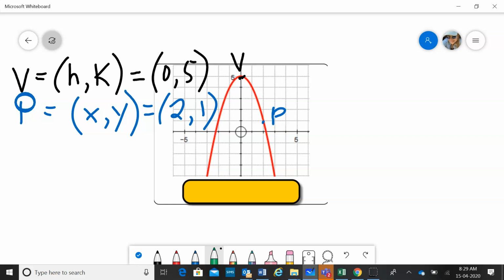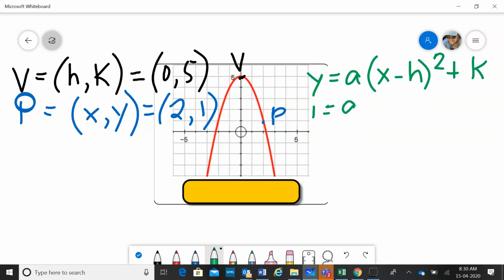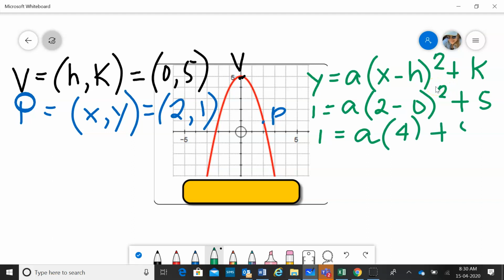Now, we will use this equation y is equal to a times x minus h quantity squared plus k. Substituting values of h, k, and x, y into this equation, we now have 1 equals a times 2 minus 0 squared plus 5. Simplifying the equation, we have 1 equals a. 2 minus 0 is 2. Squared is 4. And we have there plus 5.